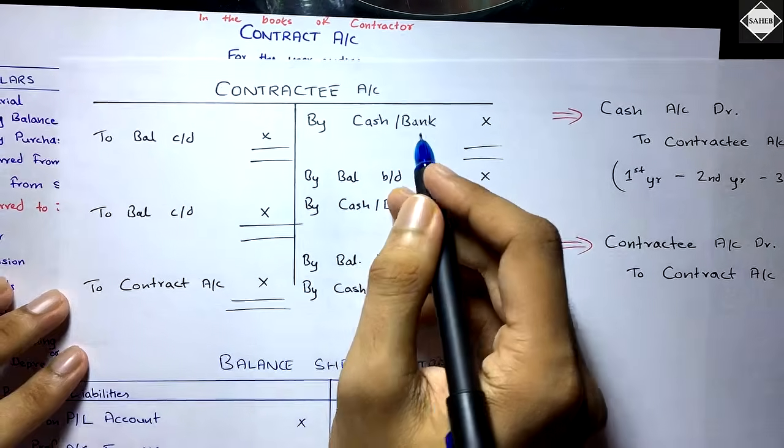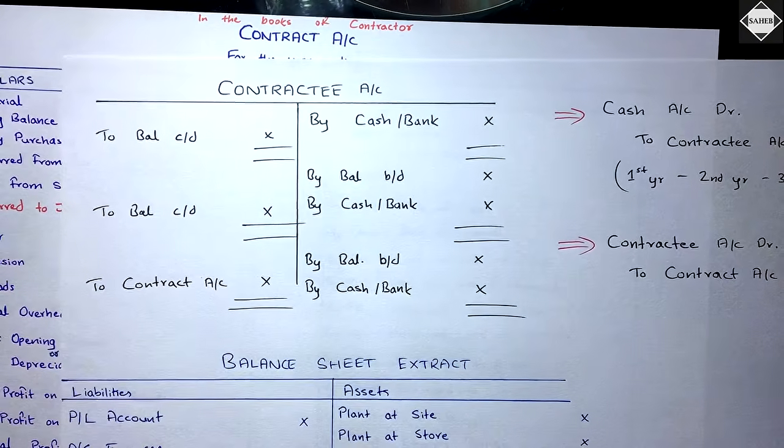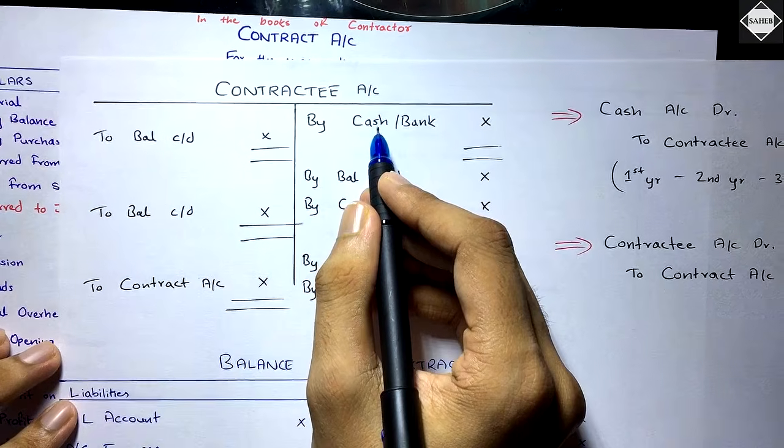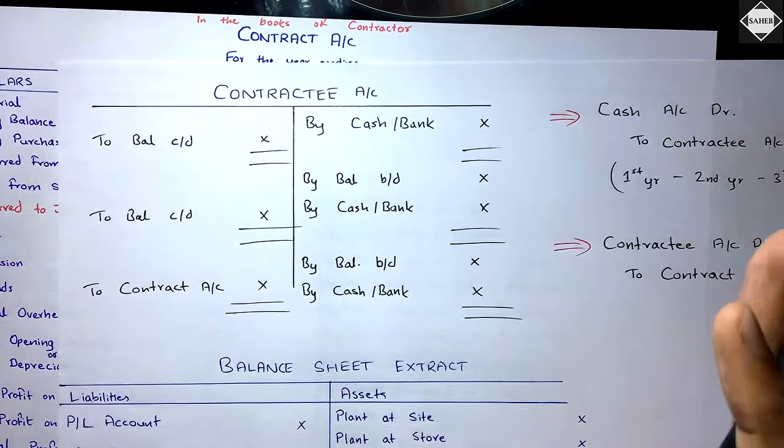Simple. And then you're going to carry that forward to balance c/d. Why are you carrying that forward? Because this is not the entire amount. You have not completed the work. You're getting the money, but you have not entirely finished the contract. So it's like a liability.